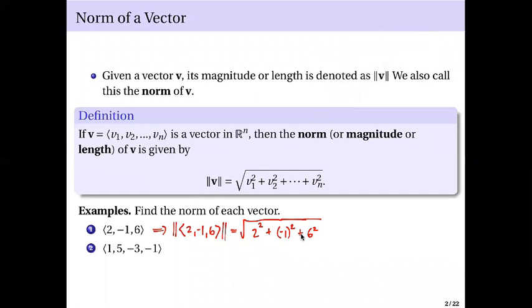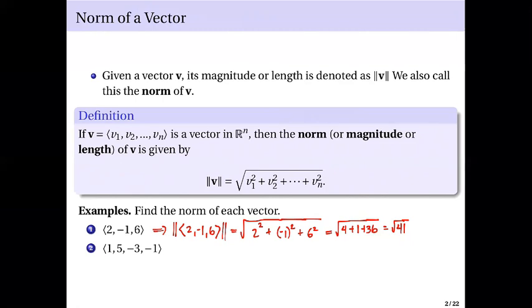Anyway, continuing. This is equal to the square root of 2 squared, that's 4, plus negative 1 squared, that's positive 1, plus 6 squared, that's 36. And we will get here the square root of 41. So the norm of this vector ⟨2, -1, 6⟩ is equal to the square root of 41. Or the magnitude of this vector is the square root of 41. Or the length of that vector is the square root of 41.